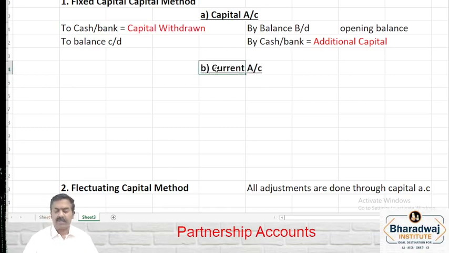Okay. Next, the current account. The current account will have a normal credit balance, shown as by balance brought down. That will be the normal balance. Then it can have a debit balance also.